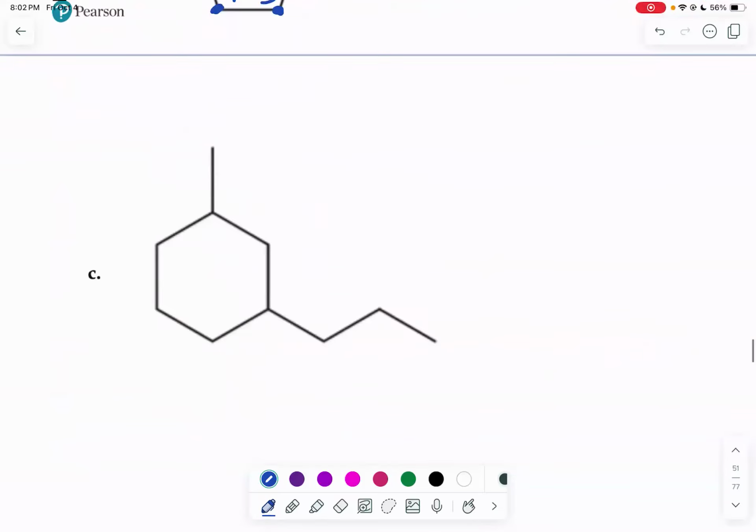Let's see, got another one for us. Okay, so now we have a ring and it has multiple substituents. And I have to know, is my ring longer or is the stuff coming off the ring longer? So let me count my carbons. I have 1, 2, 3, 4, 5, 6. And then coming off of the ring, I have 1, 2, 3. So my ring is longer, and then I only have 1 here.